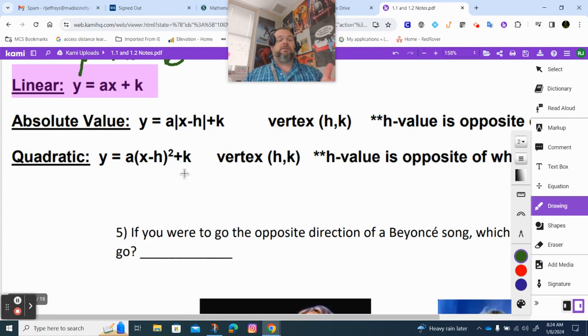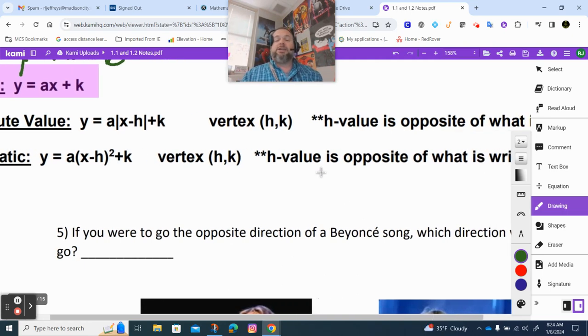Quadratic, this is what it looks like. That's what we're going to be dealing with. Okay, quadratic has the little squared. It looks like the little 2 is getting a piggyback ride from the parentheses. And again, our h, k, h is the opposite.